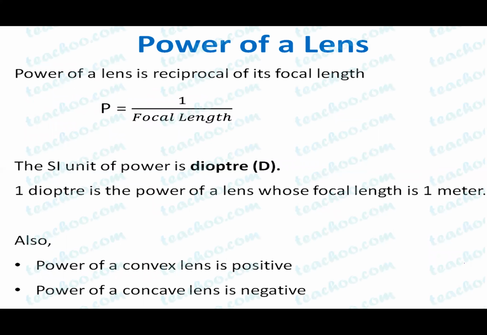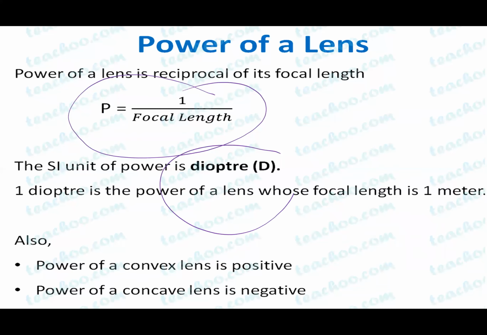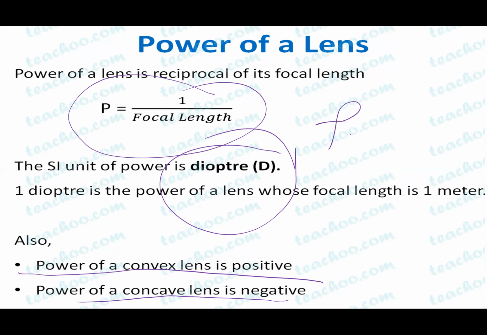Power of a lens. The reciprocal of focal length is called power. The unit is the diopter. Power is positive for a convex lens. Power is negative for a diverging lens. If the focal length of a lens is 1 meter, its power will be 1 diopter.